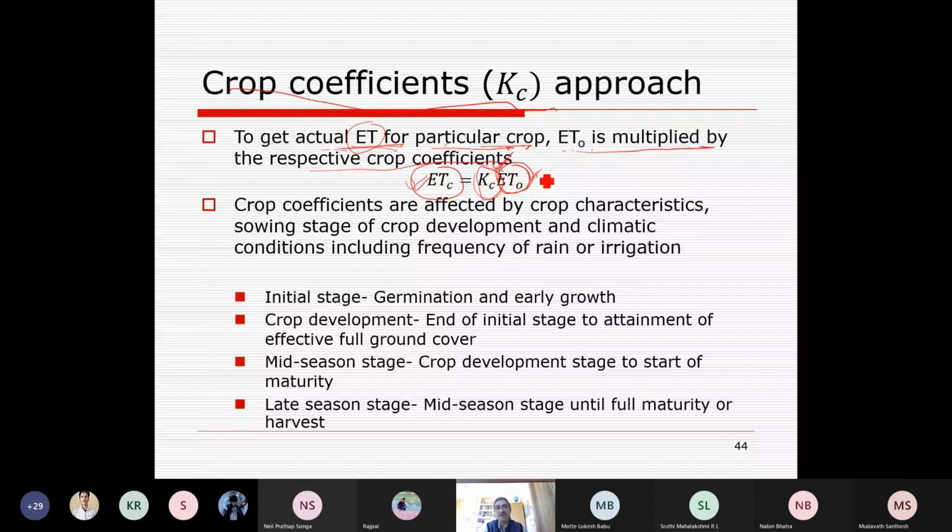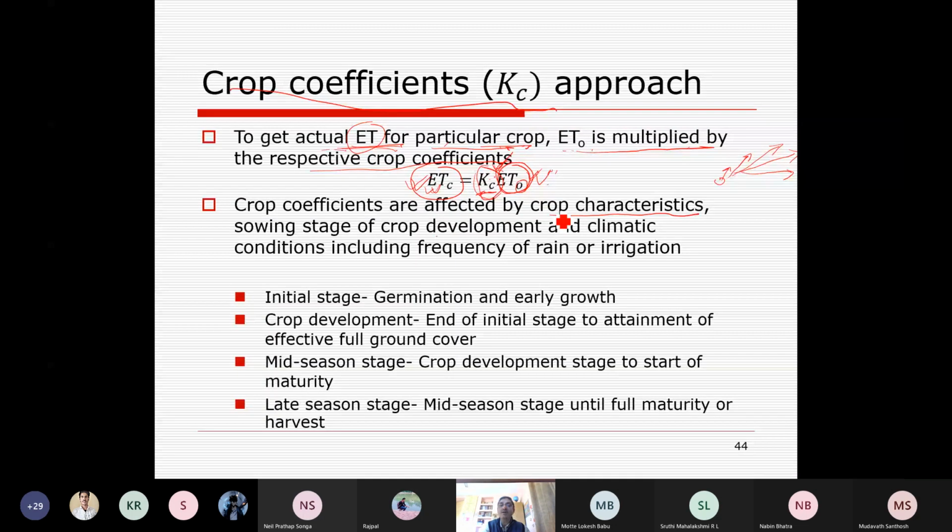So the crop coefficient Kc is affected by crop characteristics. Which crop? The stage of crop development, meaning whether it is sowing time, germination time, developing time, or mature time. So it is basically a multiplier. The reason being, ET will be different at different times. So this Kc depends on crop characteristics, which crop, which growing stage, and what climatic condition. Climatic condition includes the frequency of rain or irrigation.